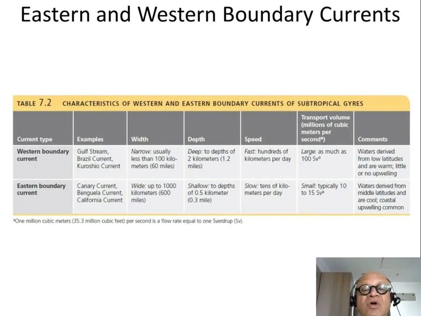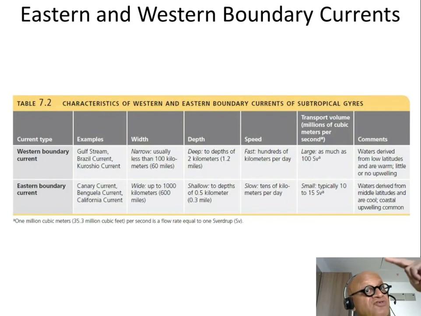Okay, eastern boundary currents are the Canary Current, Benguela Current, California Current, and the Leeuwin Current in the Indian Ocean. They are wide, up to 1,000 kilometers, as opposed to the 100 kilometers of the western boundary currents. They are fairly shallow, about half a kilometer, as opposed to 1 to 2 kilometers of the western boundary currents. They are slow, only tens of kilometers per day, so about 10% of the western boundary currents, and they carry only about 10 to 15 Sverdrups.